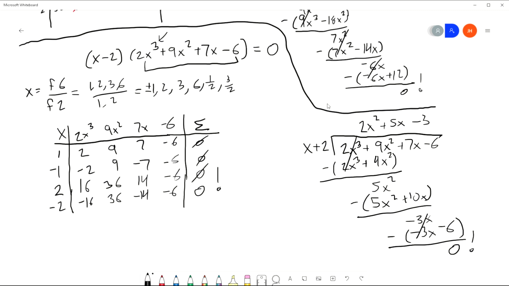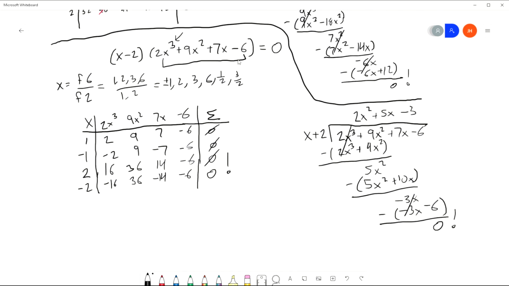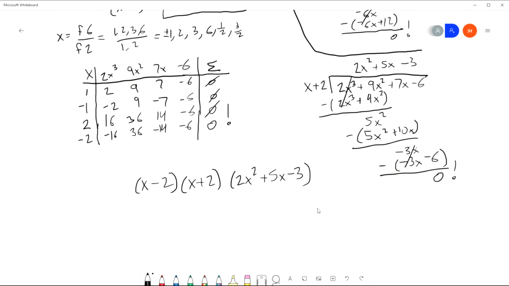Okay. So what do we got? Looking at my original expression, I had x minus 2 already. I'm going to keep that, right? Don't forget the factors we've already pulled out. And then what did I pull out of this cubic? I pulled out x plus 2. And what was I left with? 2x squared plus 5x minus 3. And what do you guys know? I have a quadratic. Oh, this was supposed to be equal to 0, by the way.